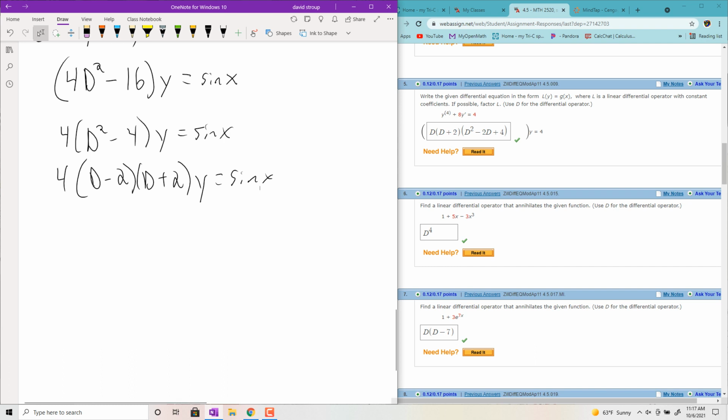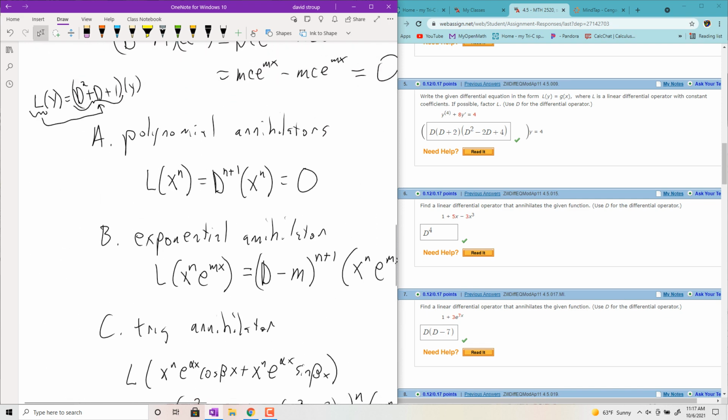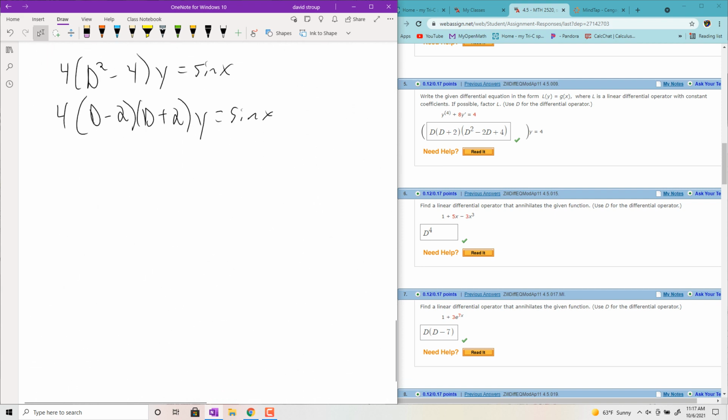Once you get beyond that, you're going to start finding annihilators for particular functions. And these will just follow from the rules for the annihilators. It's at points A, B, and C. Okay, so let's go through these.